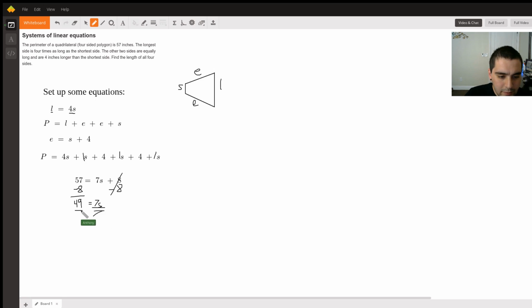Oh, and then this is going to divide nice and cleanly. Look at that. We can divide that out, right? Because the coefficient is actually just a number that's multiplying. So if we're going to multiply by 7, we should divide by 7 as the opposite operation. And now 49 divided by 7 is 7. So that means the shortest side is 7.